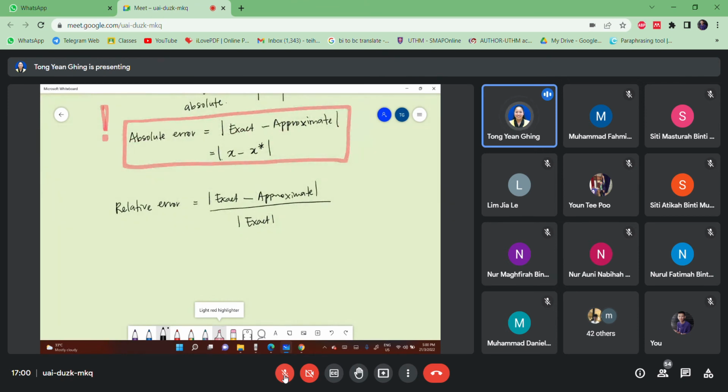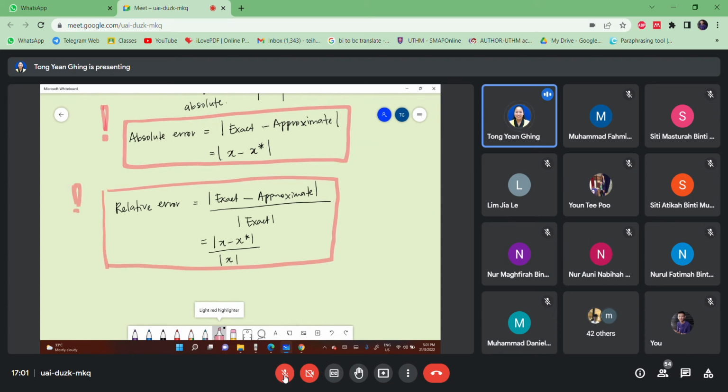Okay, so sama dengan kalau saya nak buat dalam this one, the formula. Macam ni lah. And this one also you have to remember. Ini kena ingat. You have to remember absolute error and relative error. Kalau relative error kena bahagi dengan exact tu lagi. Exact solution punya value.